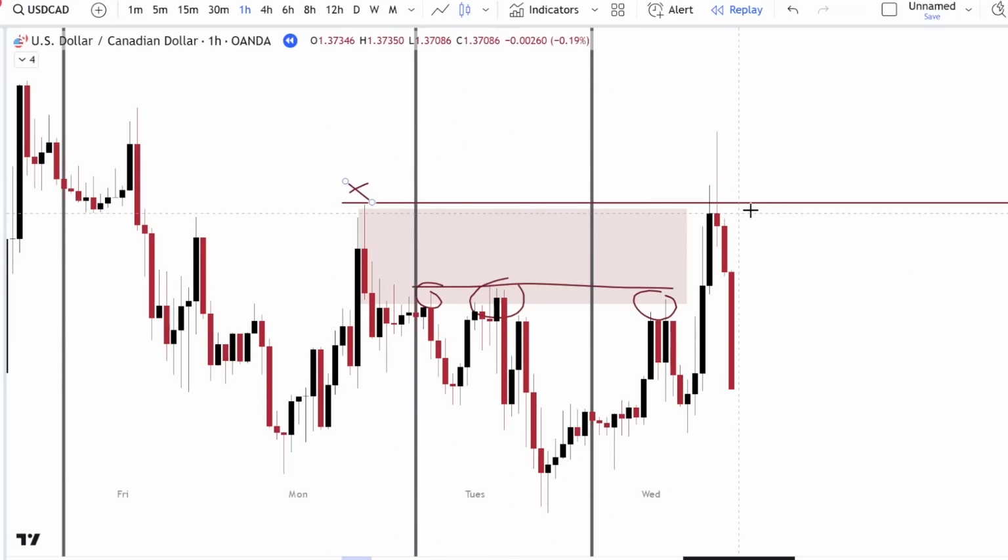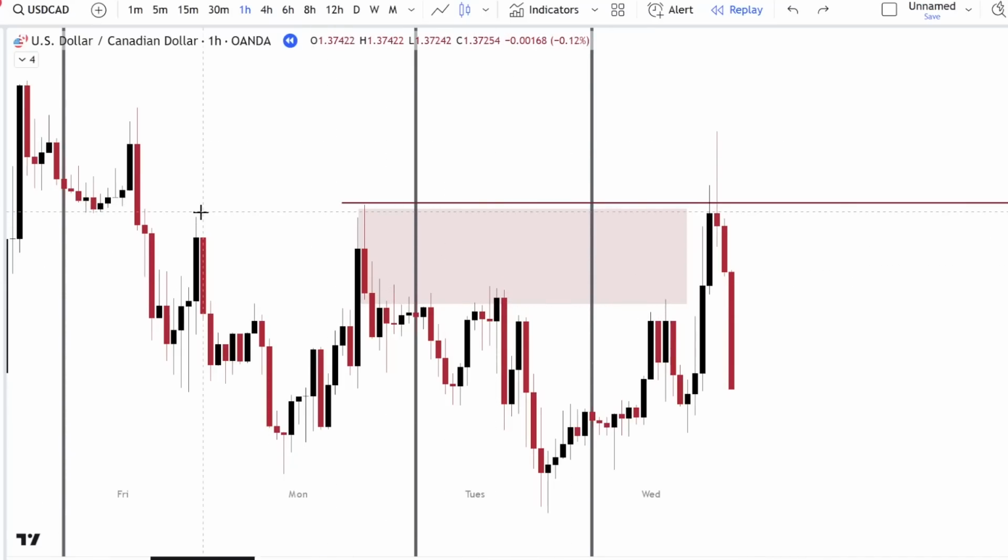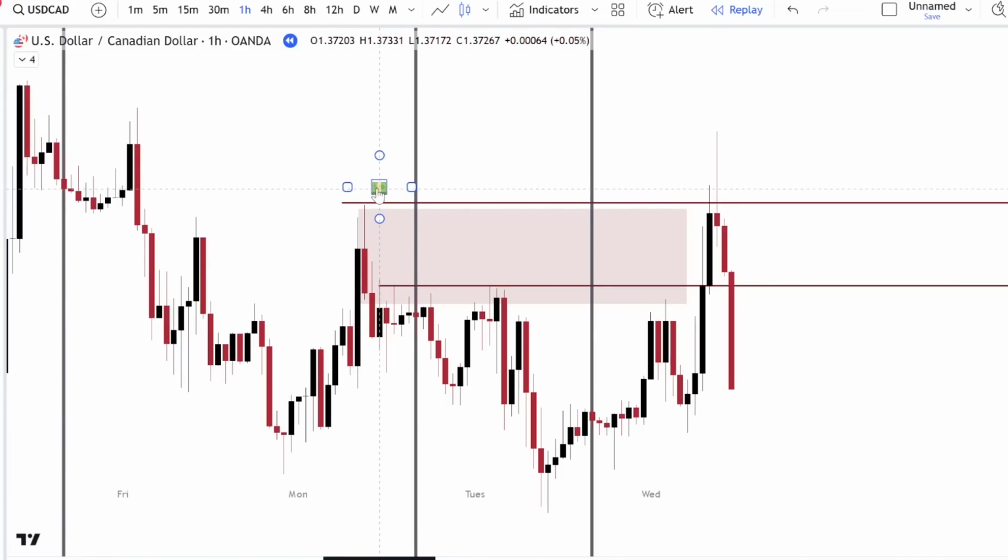So whenever this level is taken out, you can instantly say, sellers have been trying to sell the entire week. Trying to sell here, price coming up here, trying to sell here, and all kinds of traders are being trapped. Not only your supply and demand traders, you also have your smart money traders being trapped here at this order block, trading this order block here. And on top of all that, you have your traditional support and resistance traders being trapped right here too. So a lot of stop losses are resting right here. A lot of stop losses are resting right here.